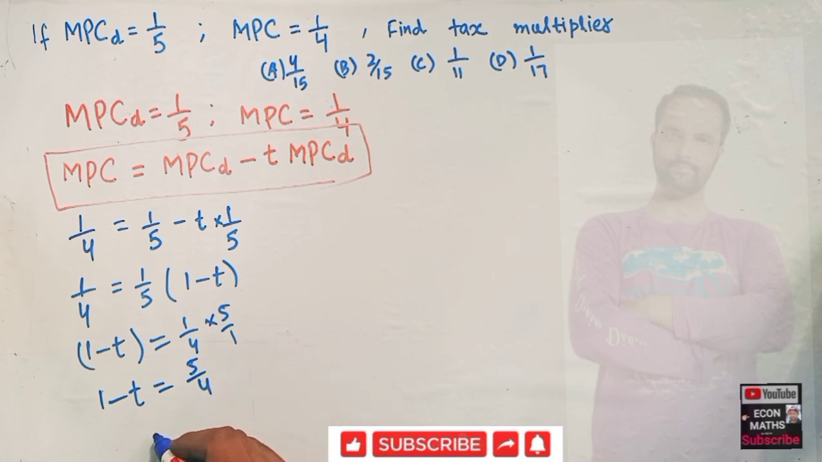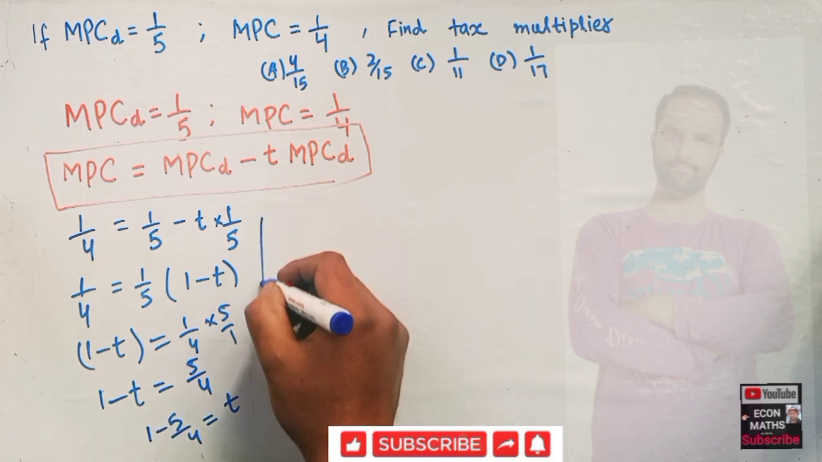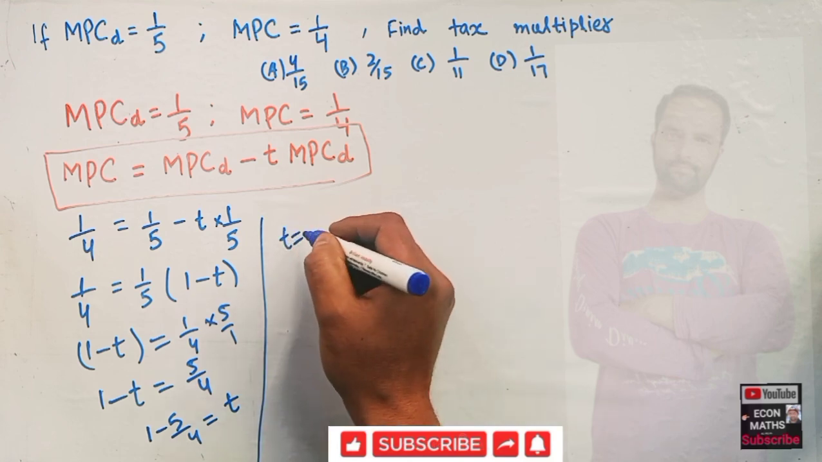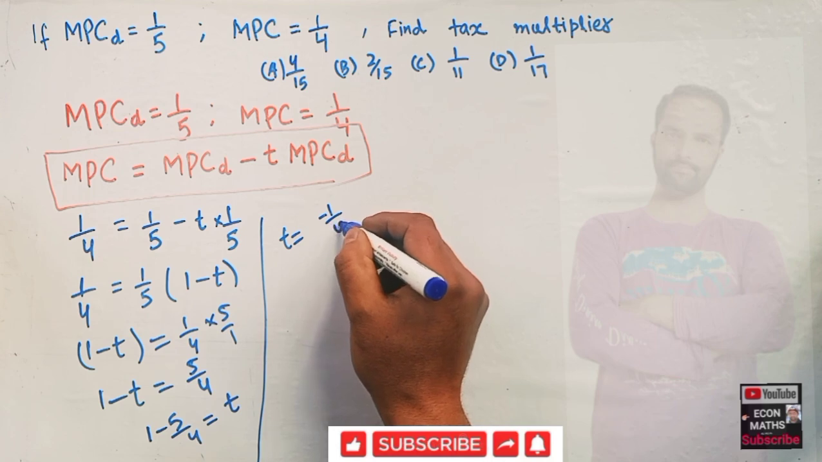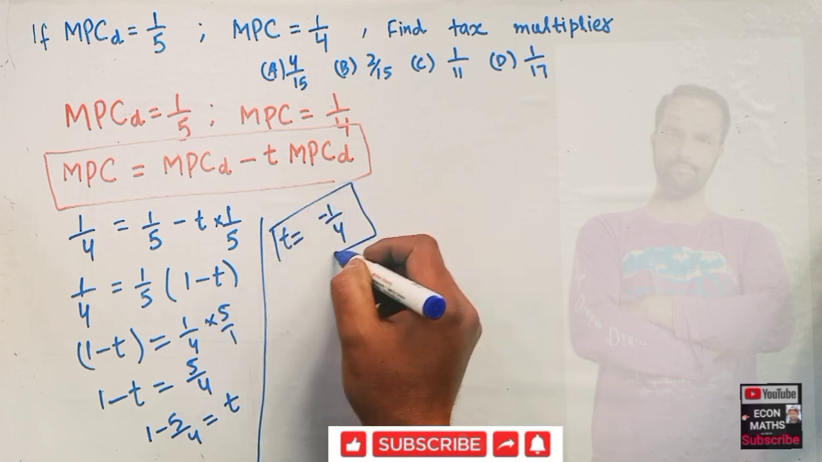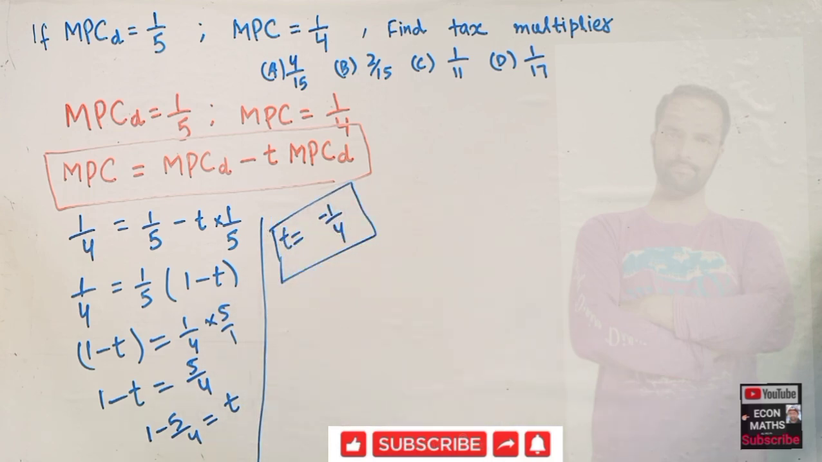Or if you transpose this here, so this becomes 1 minus 5 upon 4 is equal to T, so this comes out to be our T is equal to 4 minus 5, this is minus 1 upon 4. That is our tax rate, marginal tax rate. Now what is the formula for tax multiplier?